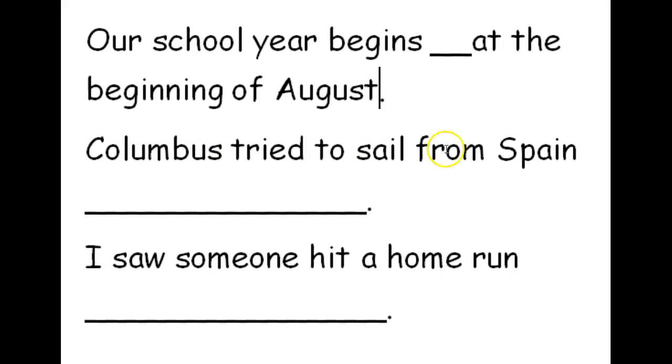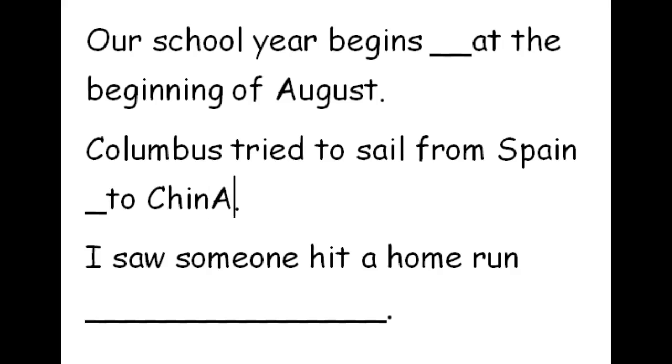All right, Columbus tried to sail from Spain, and where was he going? Anybody remember? And this is going to be a shorter preposition, to China. All right, we have our preposition and we have our proper noun.